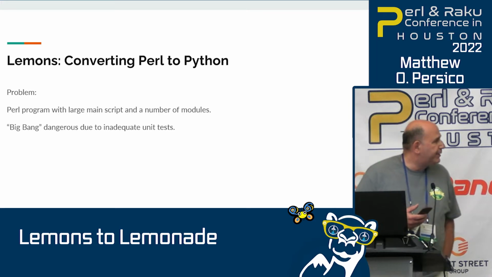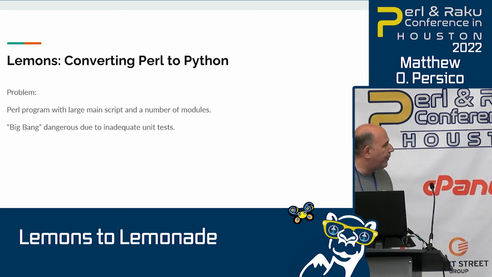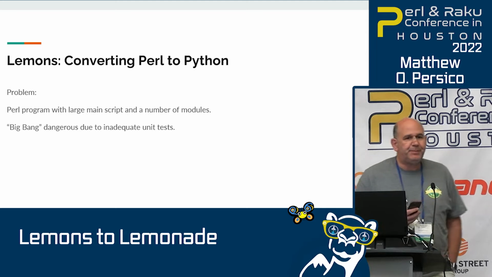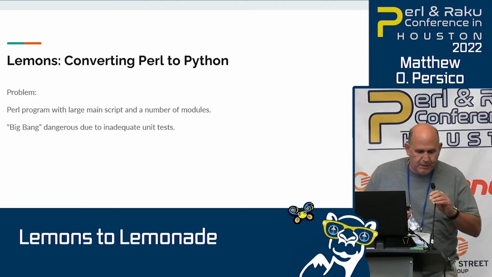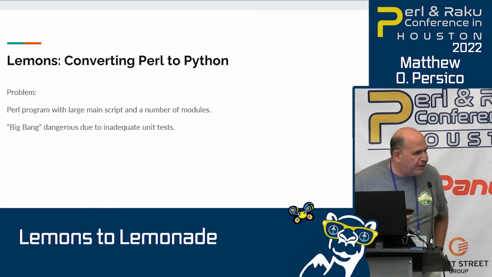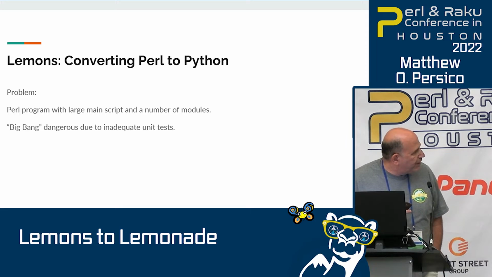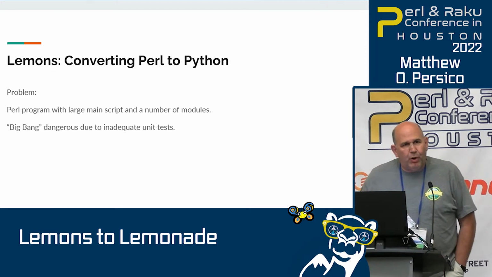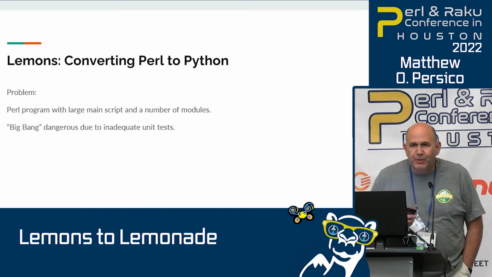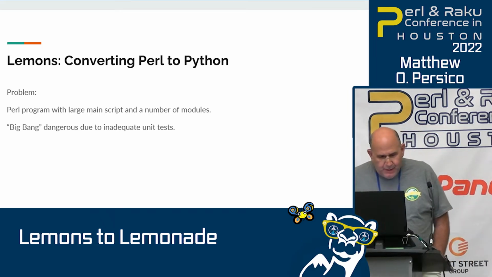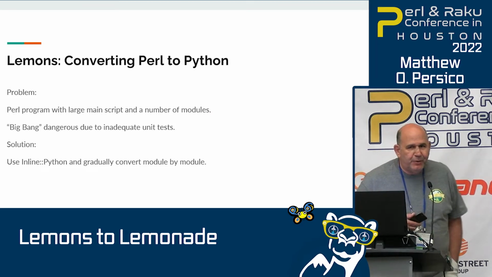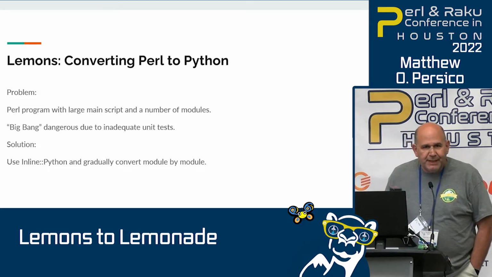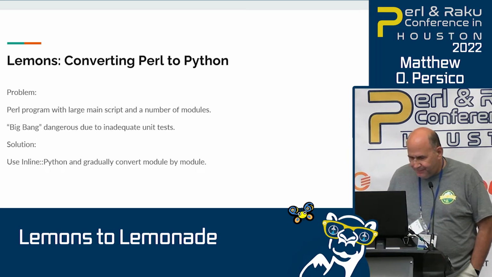So my personal limit here is converting Perl to Python. I've got a program at work. It's a large main script and a number of modules. With this large script and a large number of modules, I don't want to big bang it by converting it all in one shot, because it's going to take 6 months to do and won't show any progress. So my idea was to use inline Python, convert a module at a time, install a module at a time. You've got milestones and measurable progress.